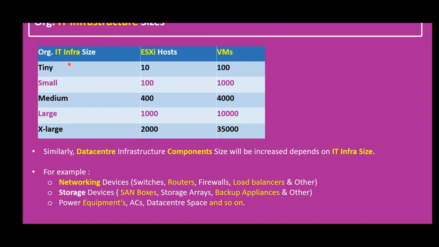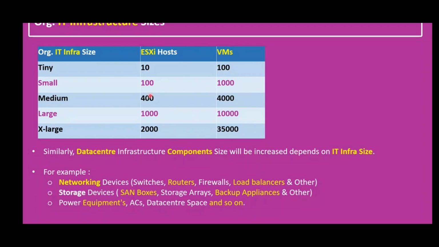For example, I took this table reference from our recent vCenter Server installation, where there is a default size recommendation. During vCenter installation, it shows tiny, small, medium, large, and X-large. In the same way, I just took it as an infrastructure size example. Some organizations are tiny, that means very small organizations. It may have a minimum of 10 ESXi hosts and 100 virtual machines. And a small organization has 100 ESXi hosts and 1000 virtual machines.